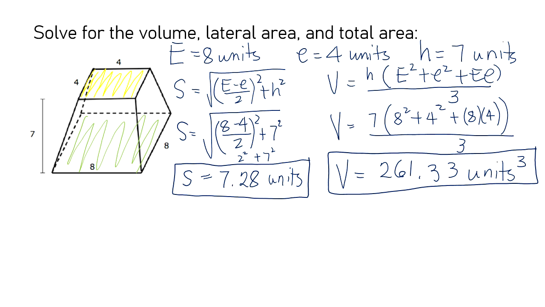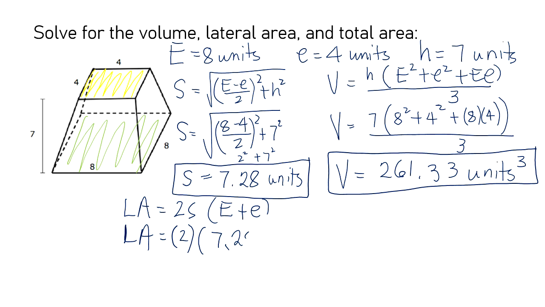Then, for our lateral area, we have 2s times big E plus small e. That is now 2 times 7.28 times 8 plus 4. So, for our lateral area, we get 174.72 square units.